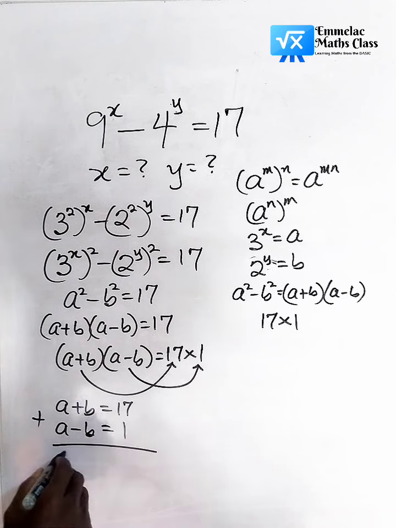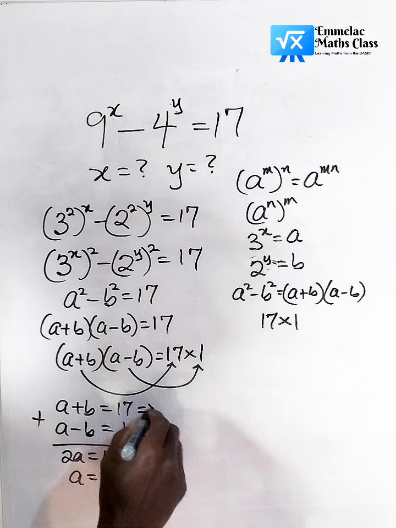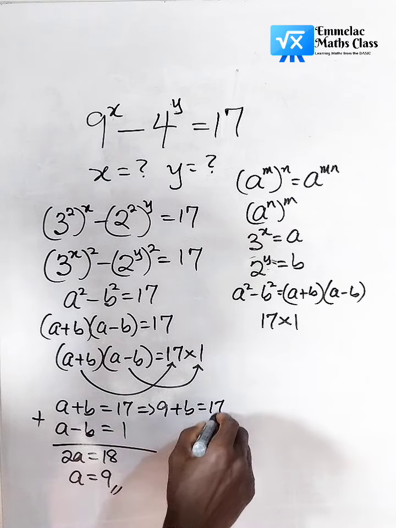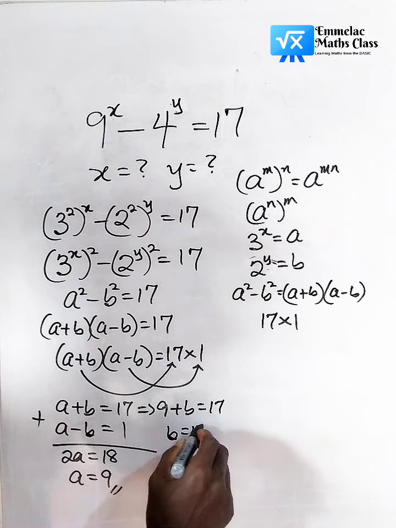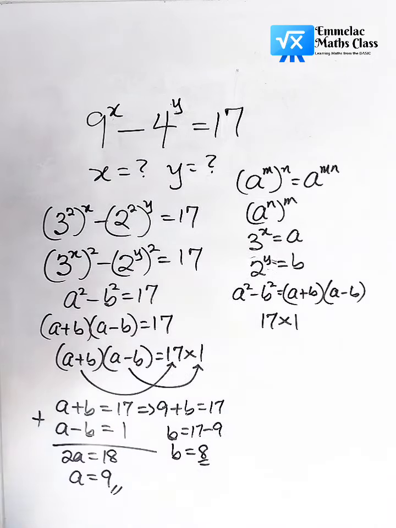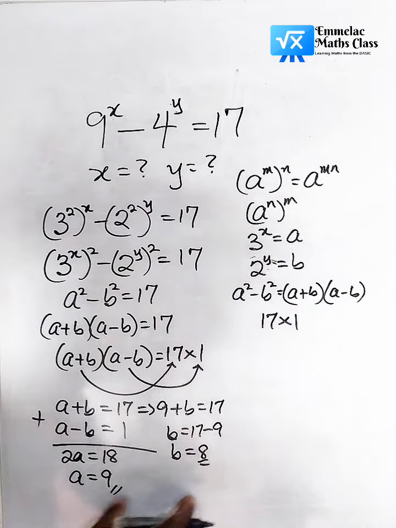Now we end up adding both sides. So here we have 2a equals what? 18. And to this end, we can conclude that a will give us 9. If a is 9, plugging a equals 9 into either of the equations, let's say equation 1, here we have 9 plus b equals 17. So b will become 17 minus 9, then b will give us what? 8. Now take note, we are not looking for a and b, we are actually looking for what? x and y.